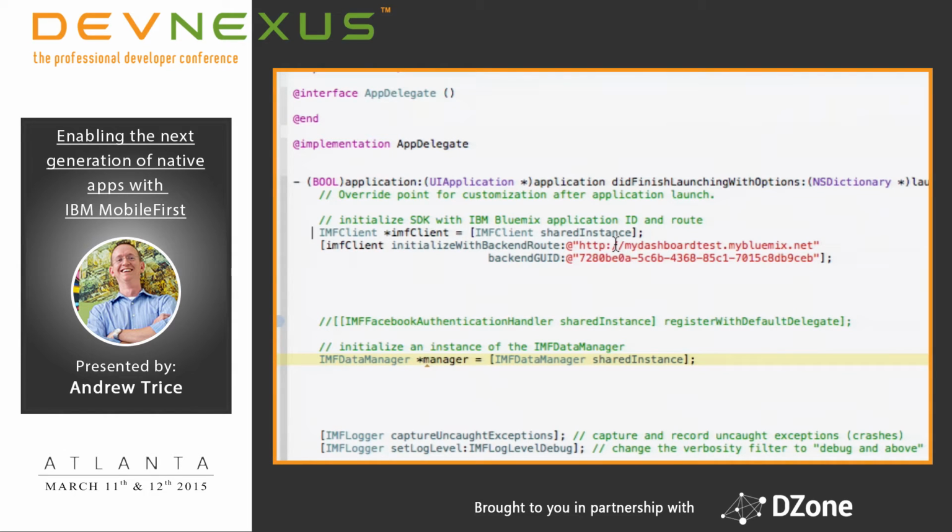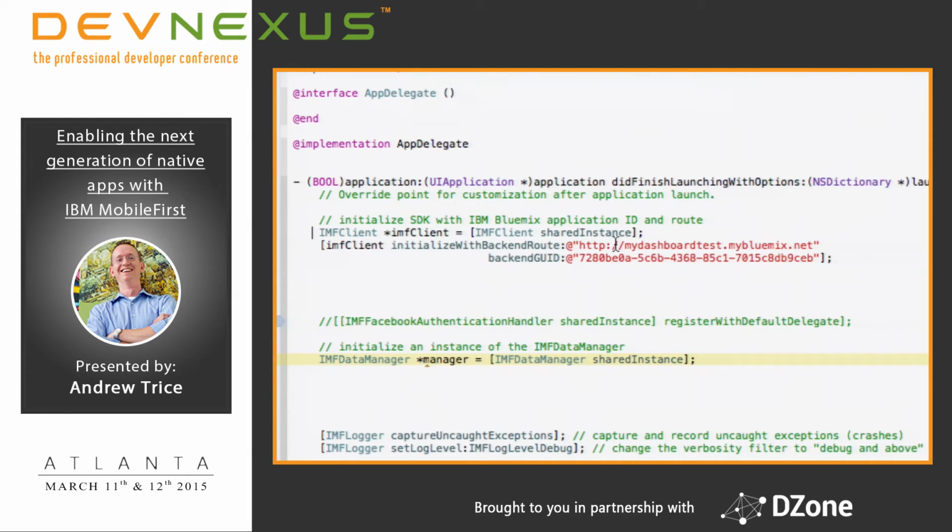Is anybody familiar with Cocoapods? Okay, I see a couple people nodding their heads. It's basically just a dependency management framework. You set up your configuration file, it pulls down everything you need, it formats your project for you, and then you just start building. You don't have to worry about configuration. So once you set up your project and you've got everything configured, in order to connect to the mobile first backend, all that you have to do is create an instance of this IMF client and give it a route to your backend, which is going to be the URL of your Bluemix server. And you get that when you create the app.